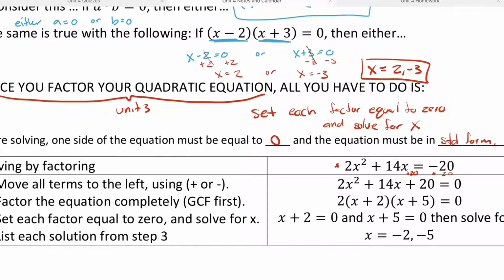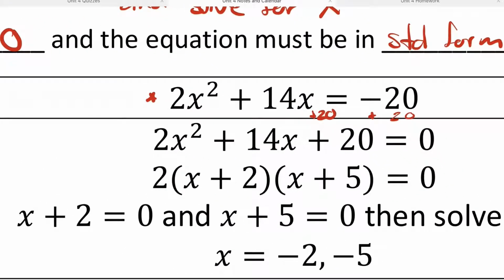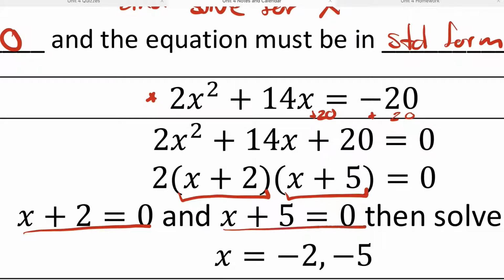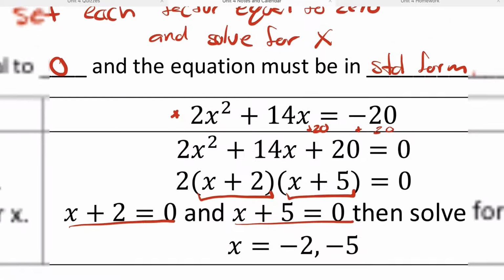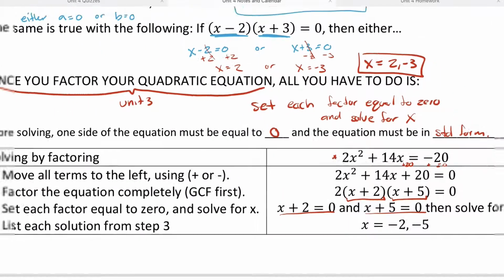Factor out the GCF first, and then we do glasses, and this is what we would end up getting. Once it's factored, we set each factor, here's one of our factors, here's another factor, equal to 0, and then solve for the variable. So let's just do some examples, and you should be set to go.